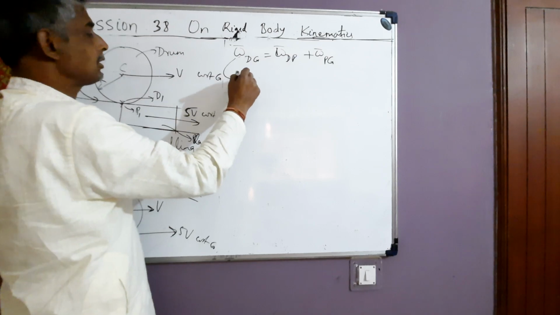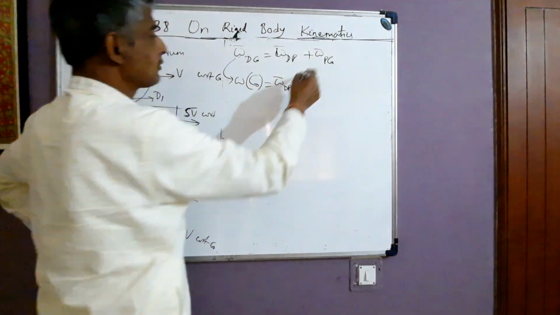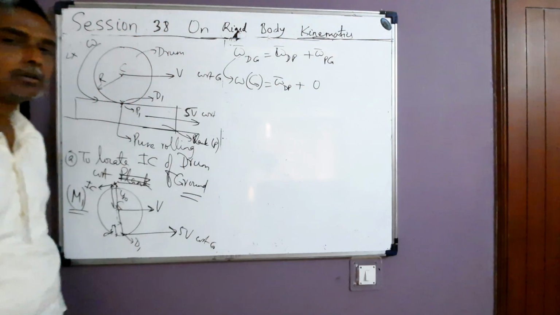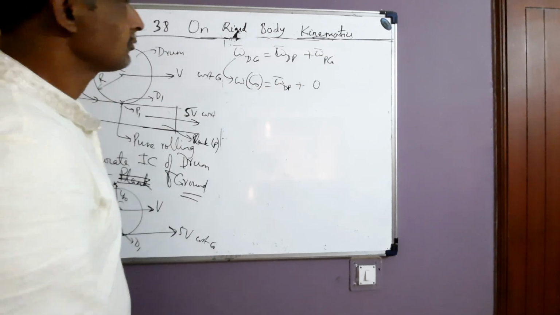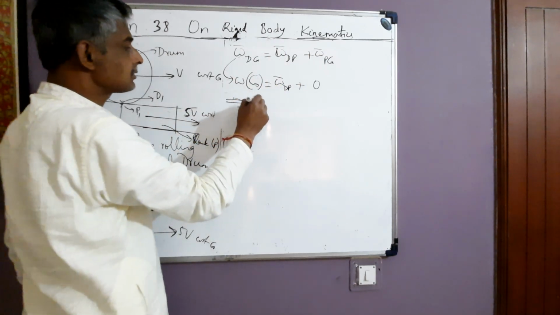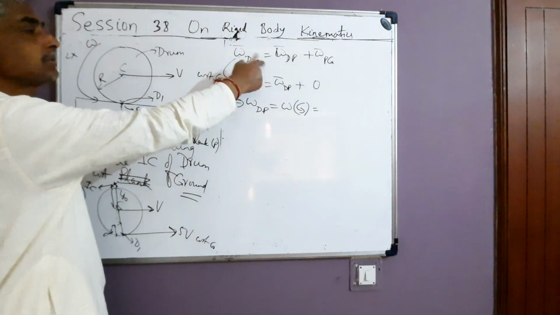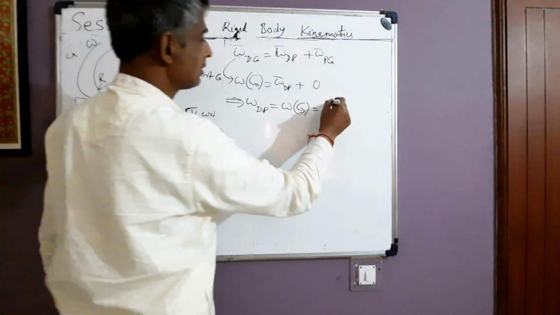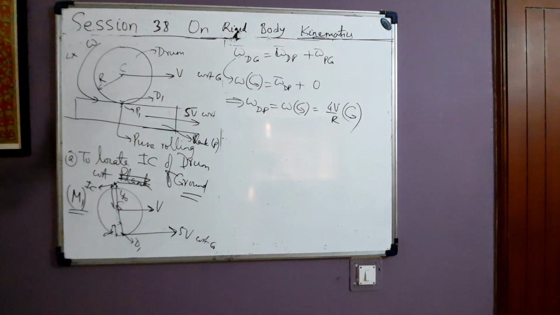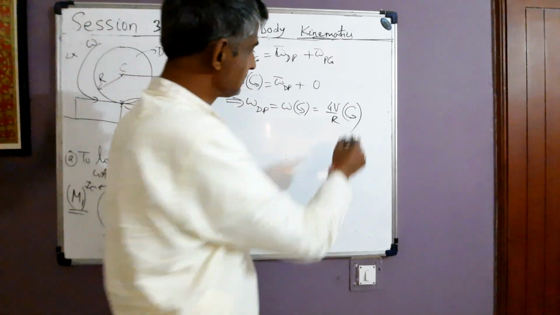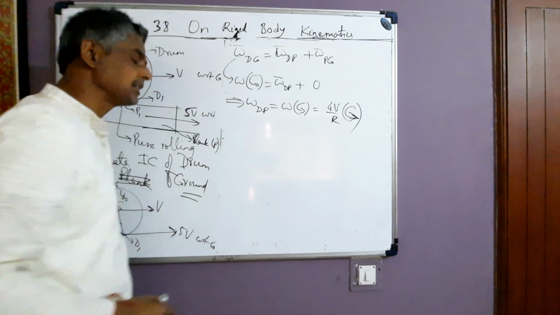Omega of drum with respect to ground is omega anti-clockwise. Omega of drum with respect to Planck we have to determine, and omega of Planck with respect to ground is 0. Why? Because Planck is translating with respect to ground, and a translating body has 0 angular velocity. So omega of drum with respect to Planck is omega anti-clockwise, same as omega of drum with respect to ground, which we just calculated as 4V by R anti-clockwise. So omega of drum with respect to Planck is 4V by R in the anti-clockwise sense.